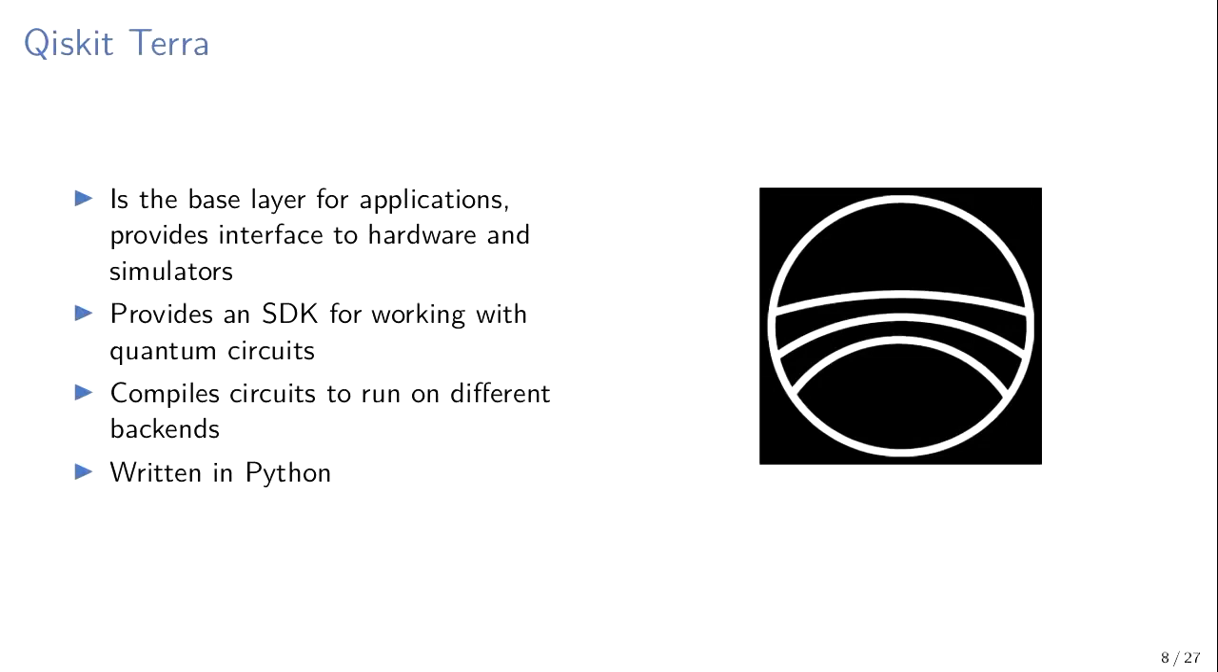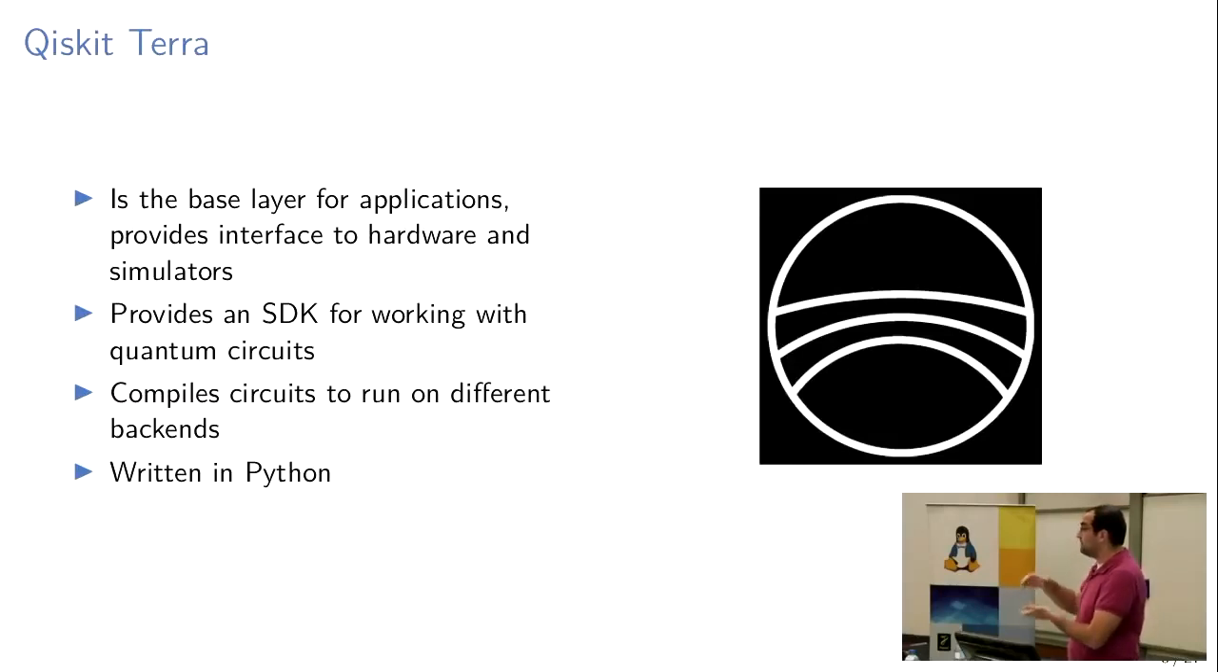And Terra is the base layer. It provides the software interface between the quantum computers and any end user who wants to write a program with it. You can kind of think of it like a combination of an ISA and a compiler, because it provides both the APIs for building quantum programs and also the tools to build those quantum programs for a specific backend, whether that be a simulator or an actual device. And this is written all in Python, which is great for me because I'm a big fan of programming in Python.